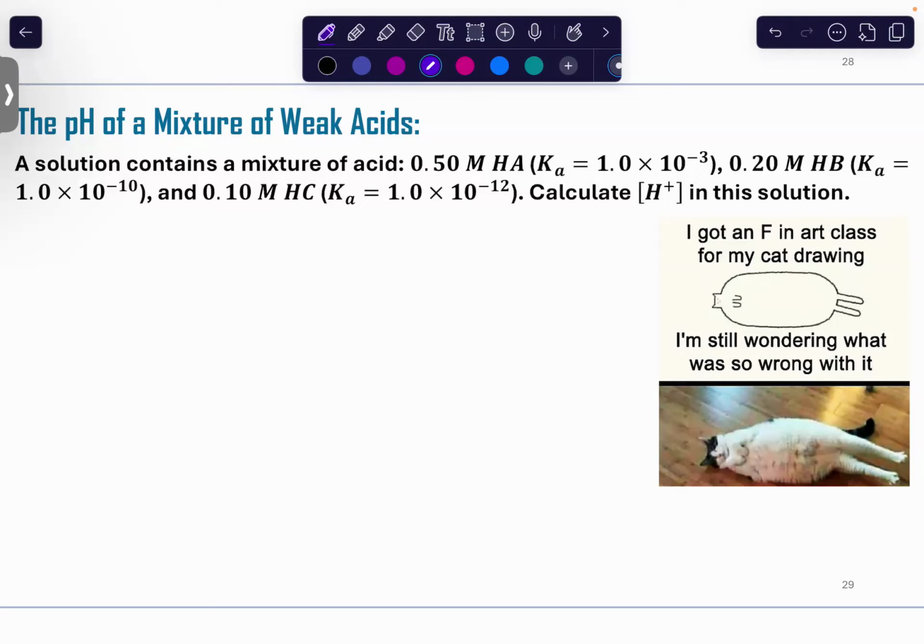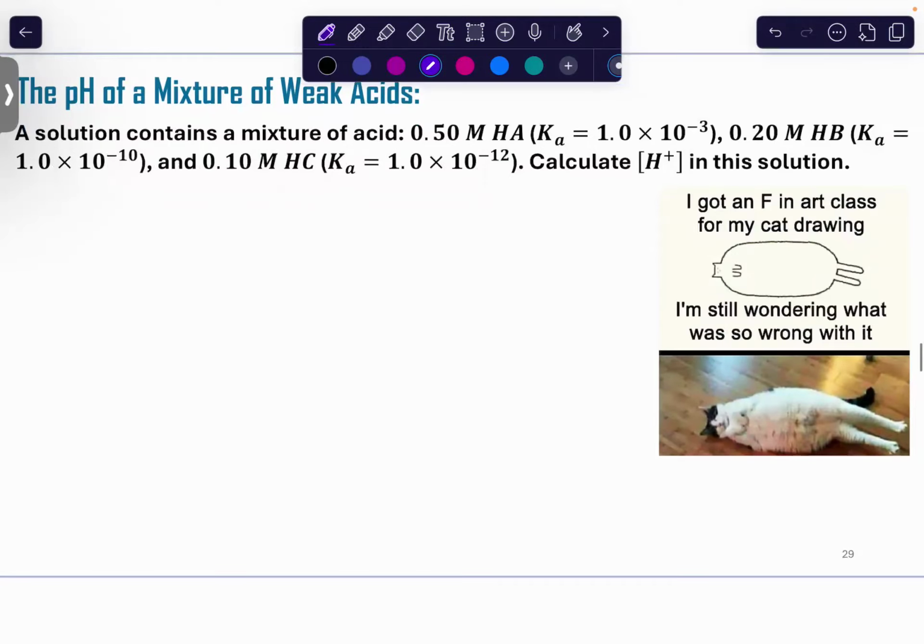Yeah, and I'll show you that. We're going to do 2 ice tables and see that the subsequent acids are not going to contribute, because if 10 to the negative 10th doesn't contribute, 10 to the negative 12th definitely won't. Okay, so our dominant source of protons is going to be acid HA.